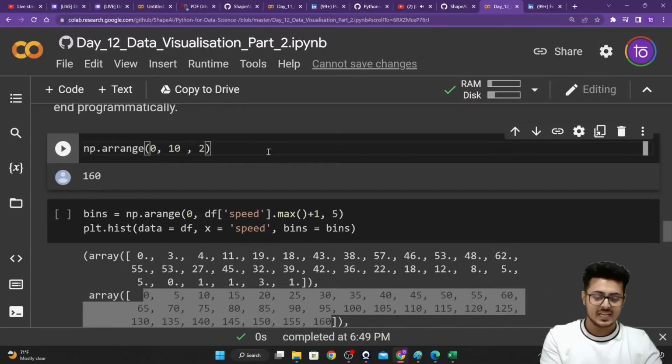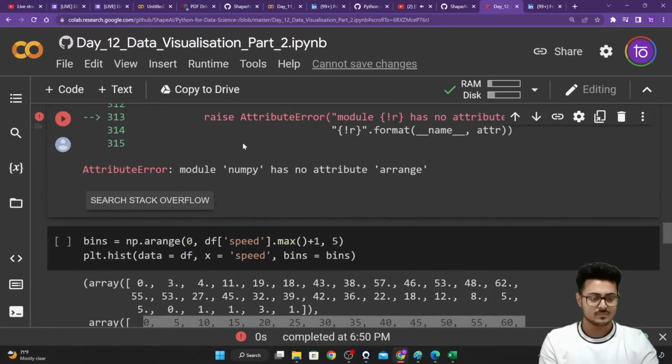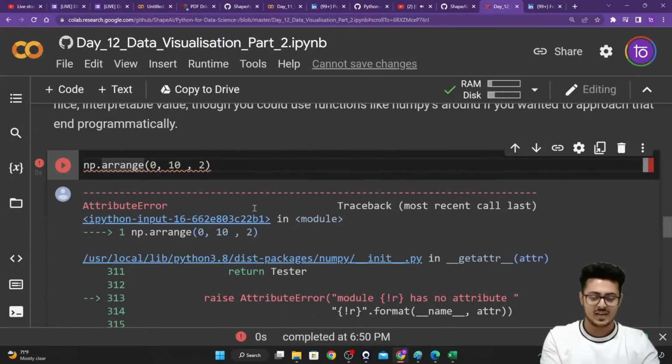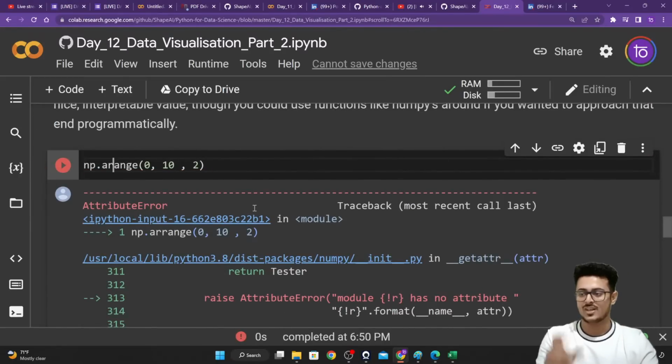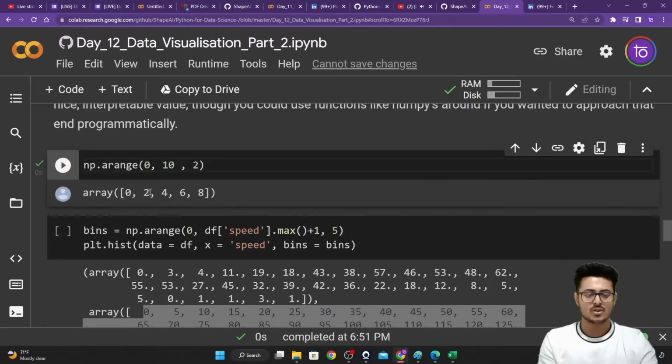If we run this particular line of code, you are able to see that we are getting an array: 0, 2, 4, 6, 8. But right over here, we know that the maximum speed is 160, guys. So we want to include 160 in our calculations as well.